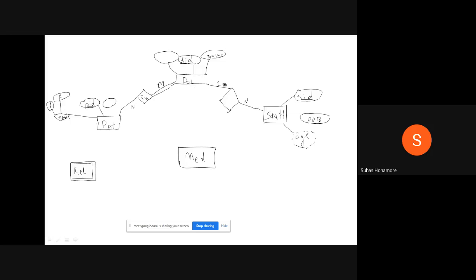Now we'll see whether any relation is there between these two, that is doctor and medicine. Is any relation there?